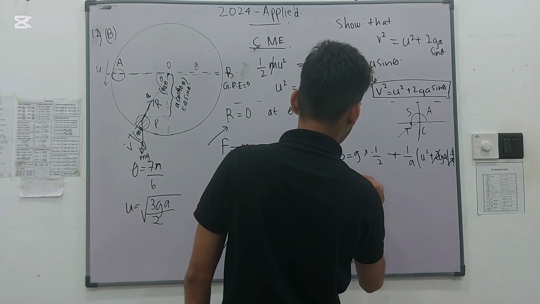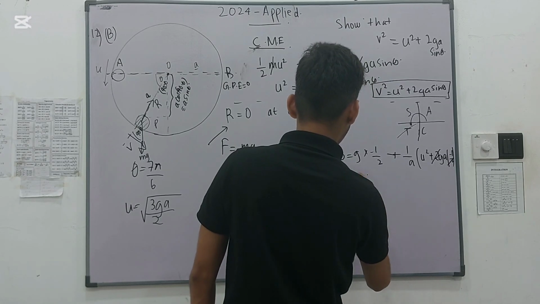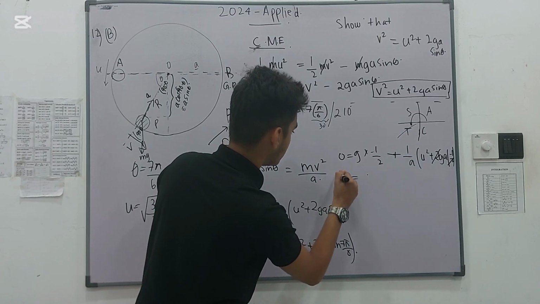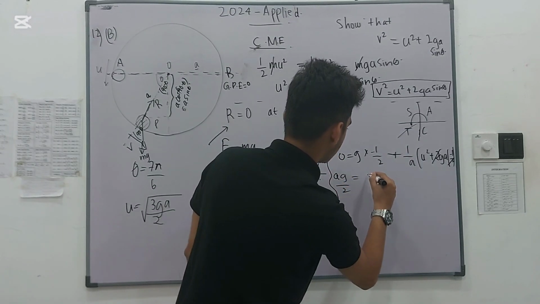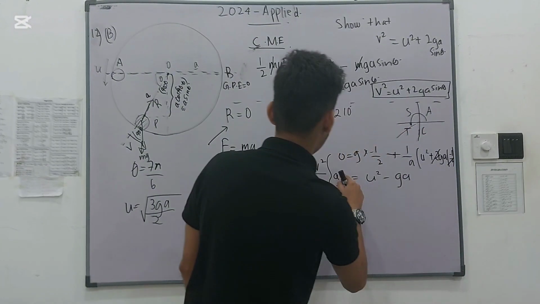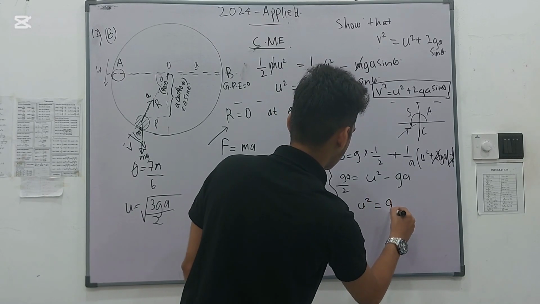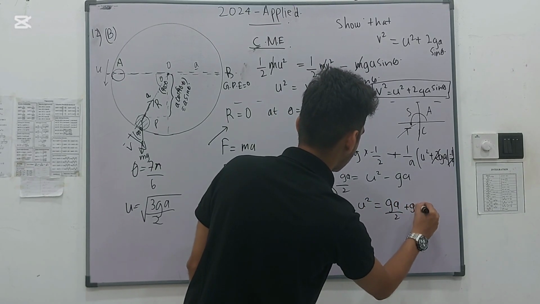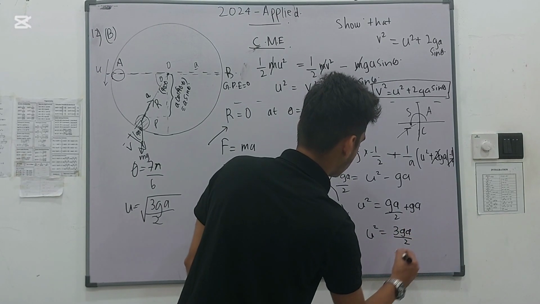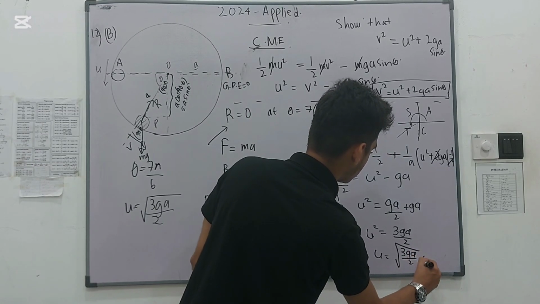So I could say g over 2 is equal to, taking this to here, and I'm taking this a also to here, so we can say ag over 2 is equal to u squared minus ga. So I'll write it as ga. I can say u squared is equal to ga over 2 plus ga. So u squared is equal to 3ga over 2. U is equal to the square root of 3ga over 2.